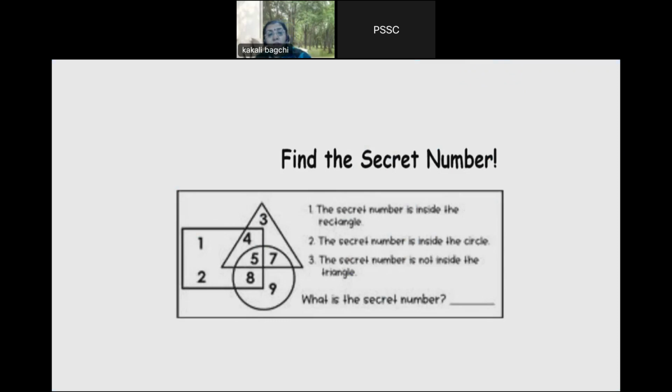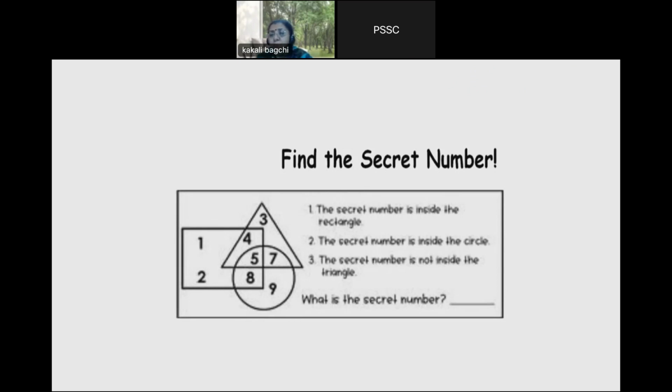Dear friends, please check. What will the answer be? The secret number is inside the rectangle. Okay? The secret number is inside the rectangle. Observe it very carefully. And the secret number is inside the circle. And the secret number is not inside the triangle. What is the secret number? Please reply. Yes, I got one answer. Kumar sir has given. Answer is 8.